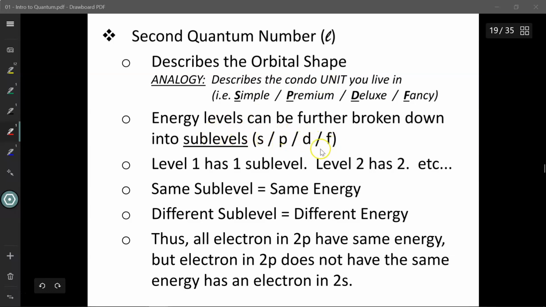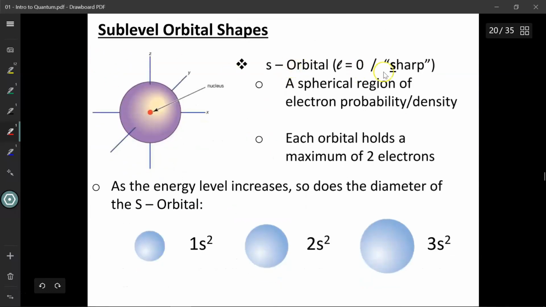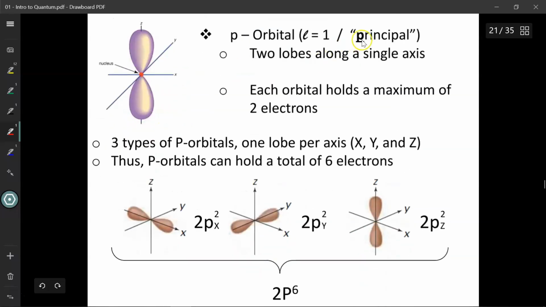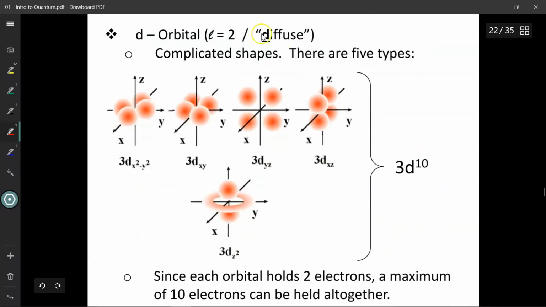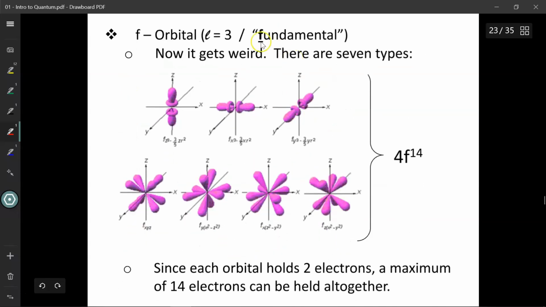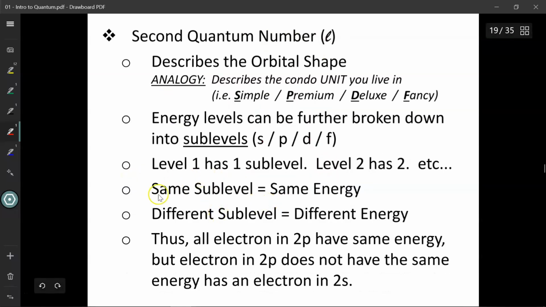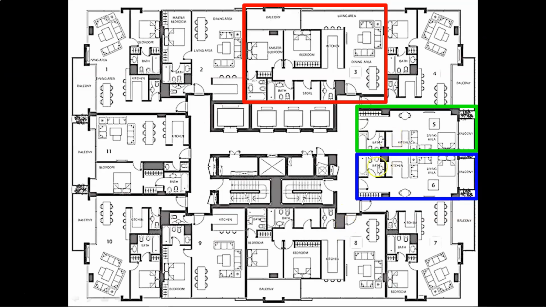So with electrons, instead of a simple, premium, deluxe, or fancy condo unit, we have sublevels labeled S, P, D, F. S stands for sharp, so this is a sharp suborbital shape. P stands for principal, and these are the principal suborbital shapes. D stands for diffuse, and these are the diffuse suborbital shapes. And F stands for fundamental, and these are the fundamental suborbital shapes. It's important to note that 2 electrons on the same sublevel have the same energy, while electrons on different sublevels have different energies. So let's go back to our condo analogy.